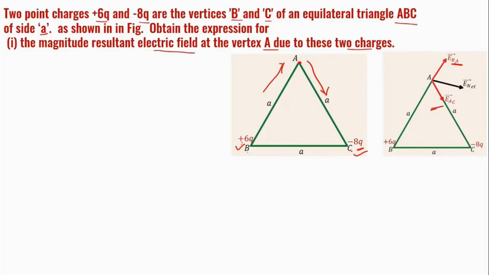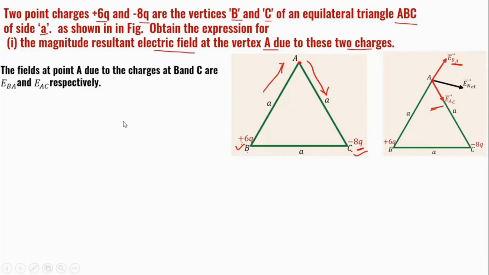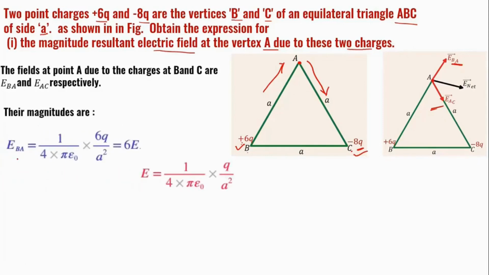Now what will be the resultant electric field at the point A? It will be the vector addition of EBA and EAC. Now let us see how we can compute it. Here, the magnitude of EBA: the general formula for electric field is kQ by r squared. This EBA is due to the plus 6q charge, so we put Q as 6q, and the separation between A and B is a, so that is a squared. Here, for simplicity, we have substituted E as the general formula 1 upon 4 pi epsilon naught, q by a squared. So this complete part q by a squared we have substituted as E. So our EBA becomes 6E.